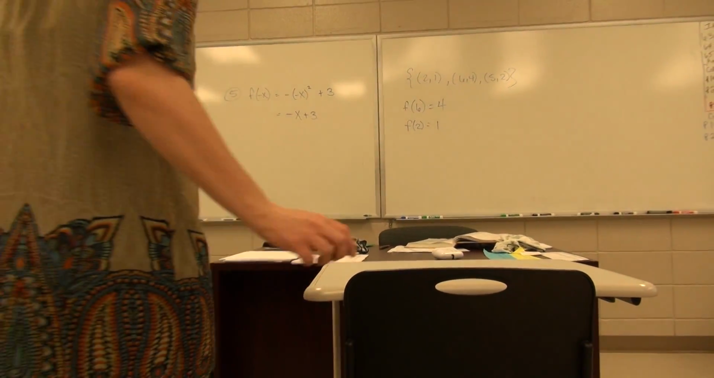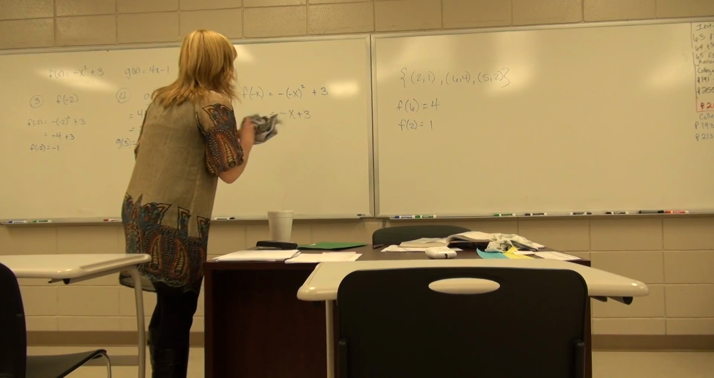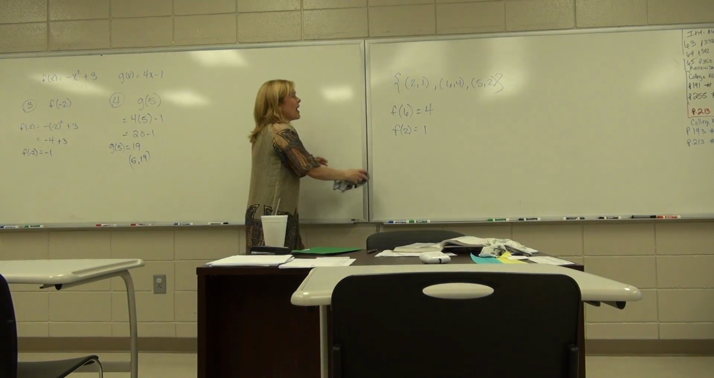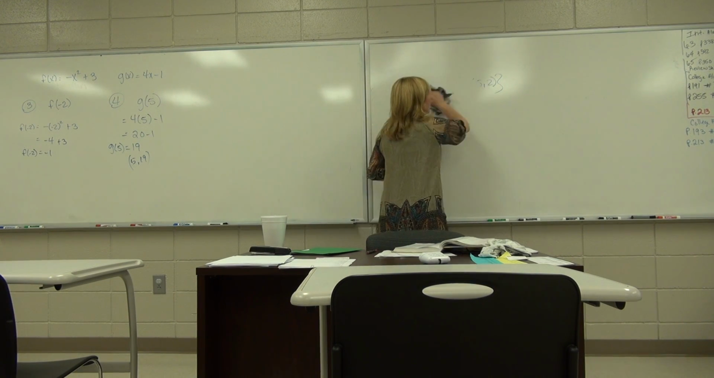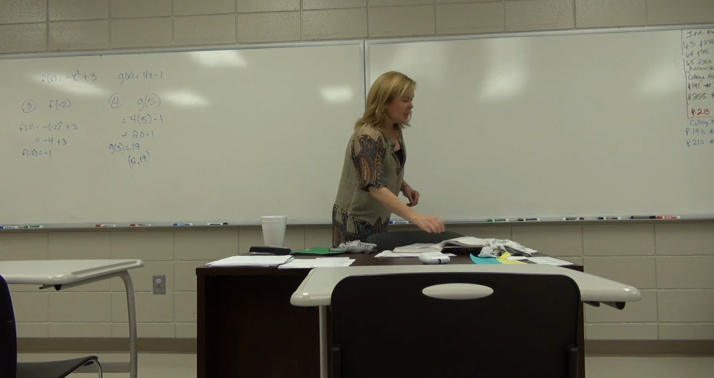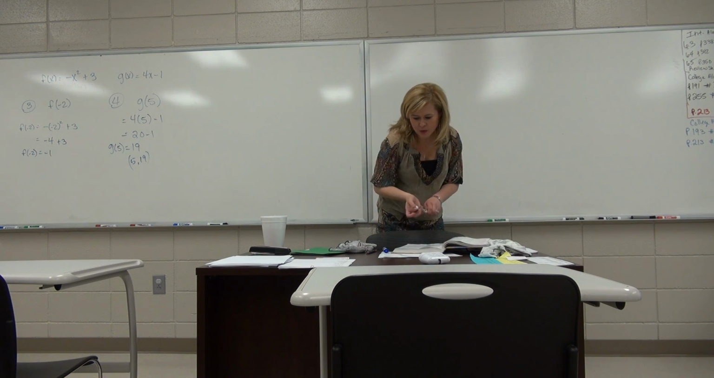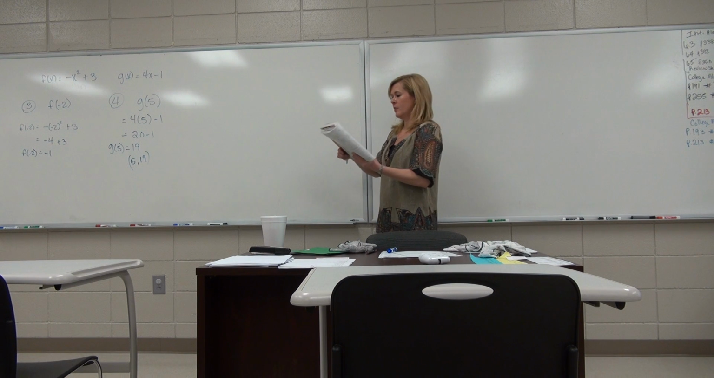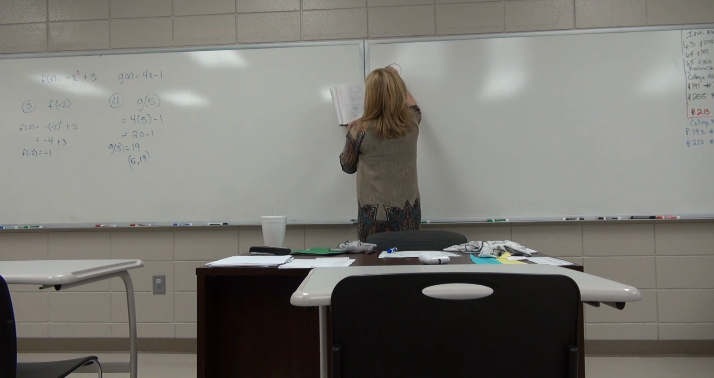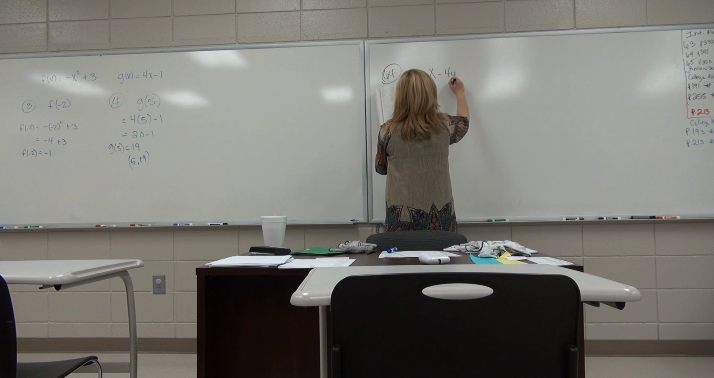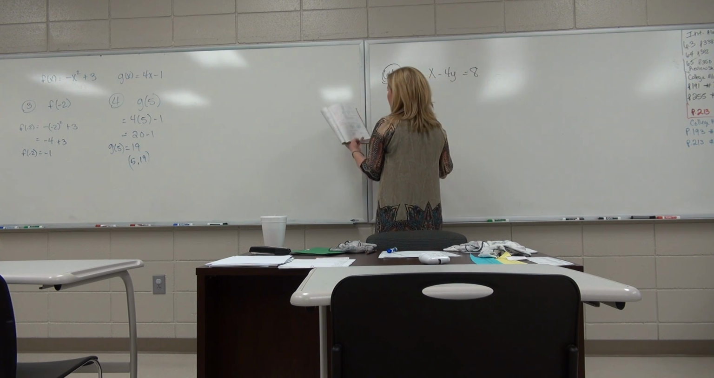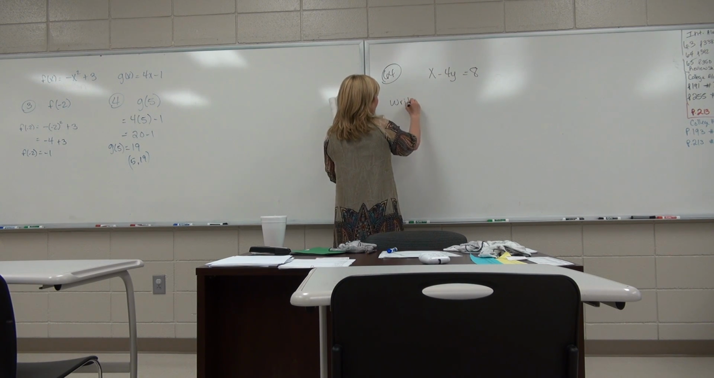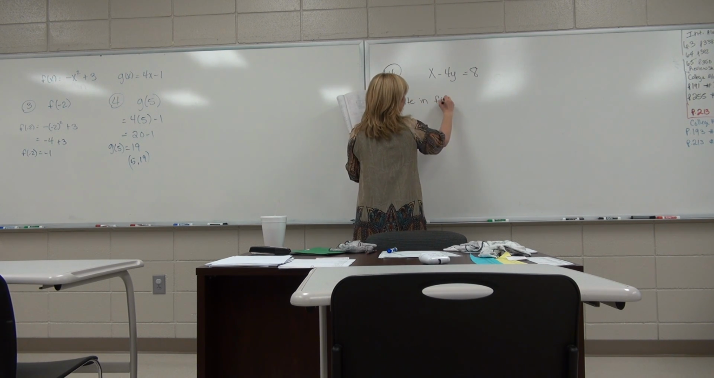Last thing is sometimes the way the function is written, you can't tell if it's a function or not. You might not be able to graph it, or get your function notation easily. So if you're given a problem, I'm going to do number 64 in your book. On 64, you're given x minus 4y equals 8. You're asked to put it in function notation, write it in f of x form.